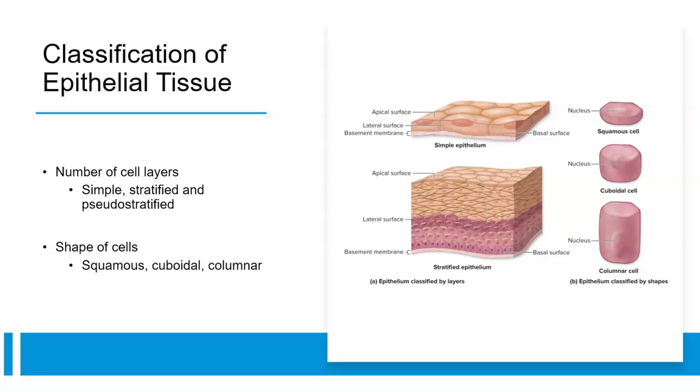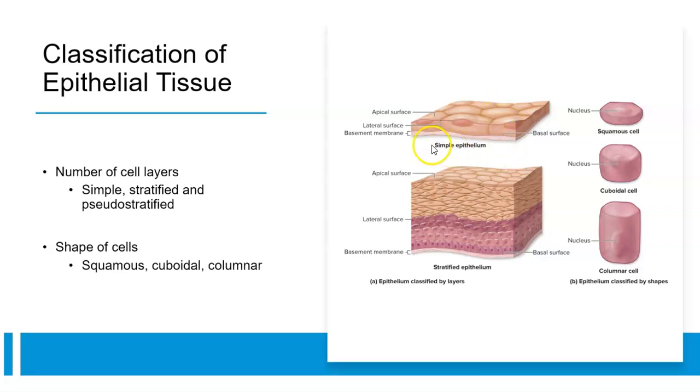So simple is one layer of epithelial cells, and all of those cells connect to the basement membrane. And then, of course, the upper part, the part that doesn't touch anything, would be the apical surface. So here you see one layer of epithelial cells. So they're all attached to the basement membrane, and they all have a free surface.